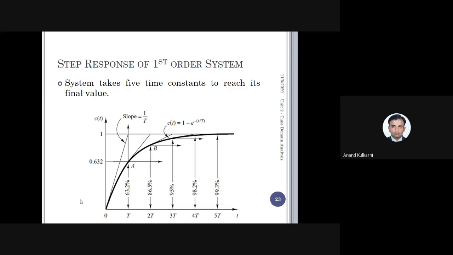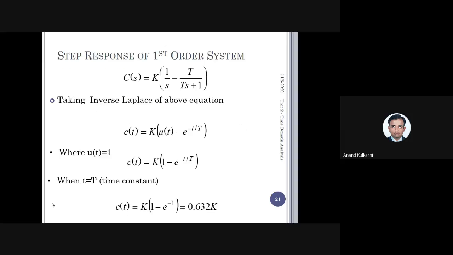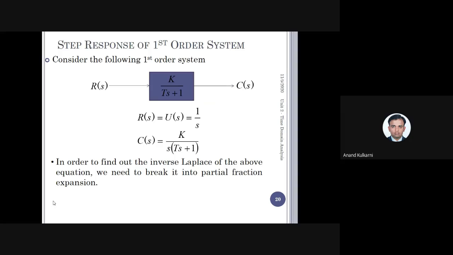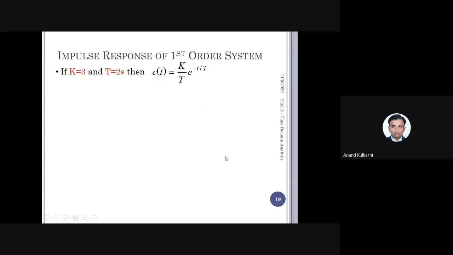So this is the response of the first order system. So the standard first order system response. The standard first order transfer function is K divided by Ts plus 1. When it is subjected to unit impulse input, its output is K divided by T into e to the power minus t by T. This derivation you have to do.